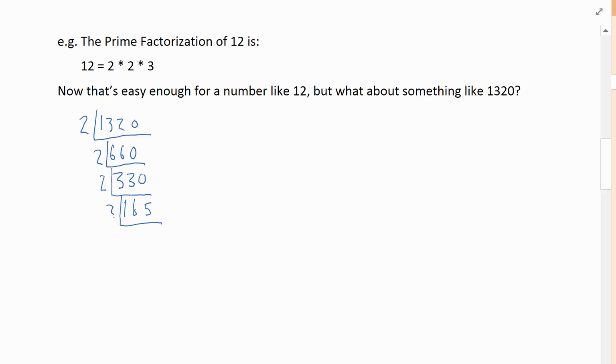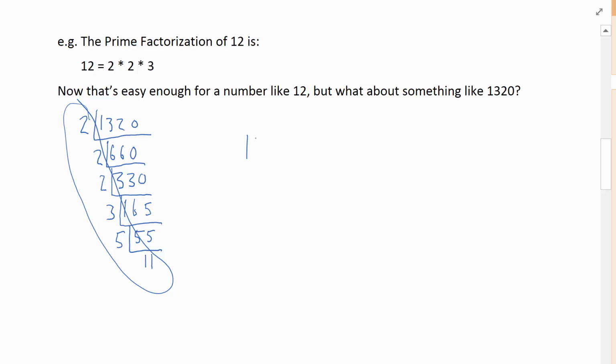So I can put a 3 and say 165 divided by 3. This is going to be 55. 55 is not going to divide evenly by 3, so I go to my next prime number, which is 5. 5 goes evenly into 55, which gives me 11. 11 is a prime number. And if you look down the left side here, I've got a list of all the prime factors of 1320.